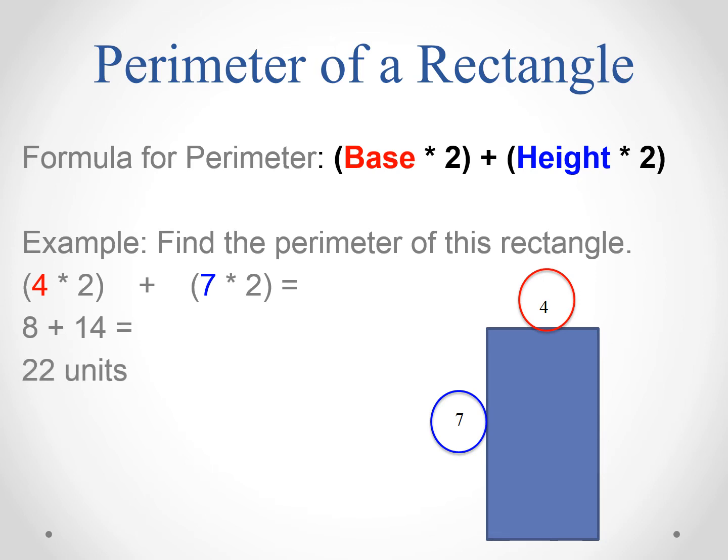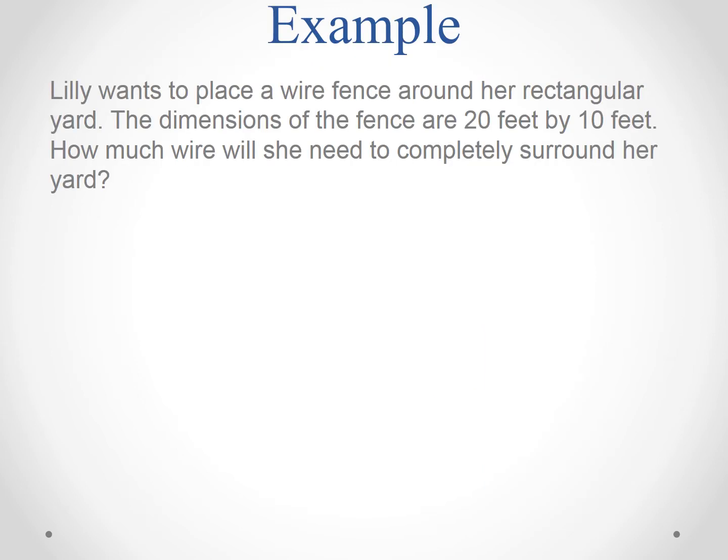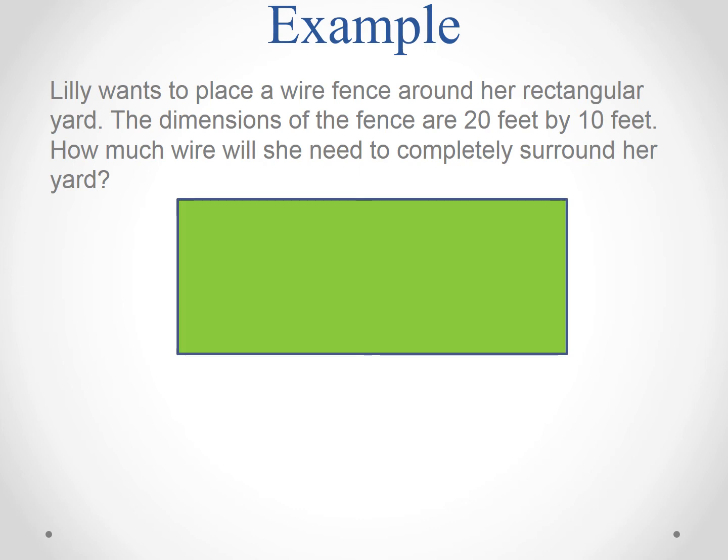Now you will be given an example. In this example, Lily wants to place a wire fence around her rectangular yard. The dimensions of the fence are 20 feet by 10 feet. How much wire will she need to completely surround her yard? So we can imagine this rectangle below. And then we label it with the dimensions the problem gave us, so 20 feet by 10 feet.